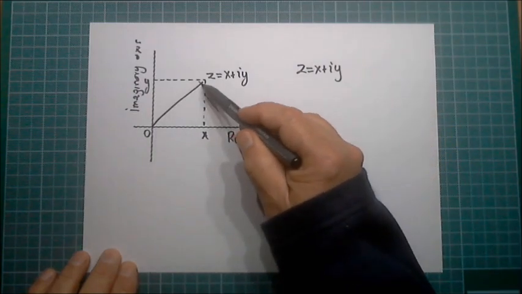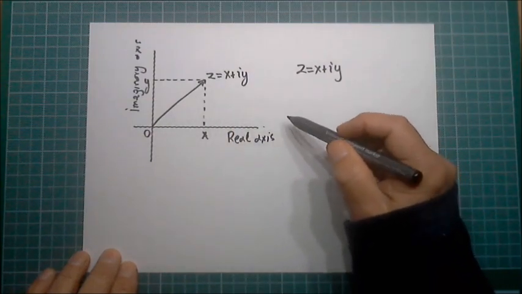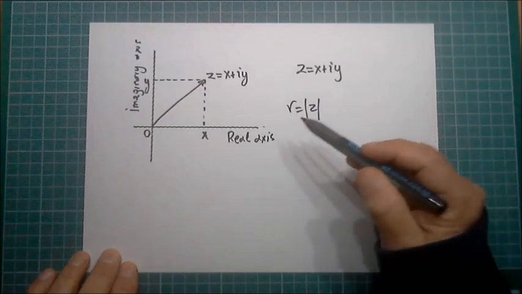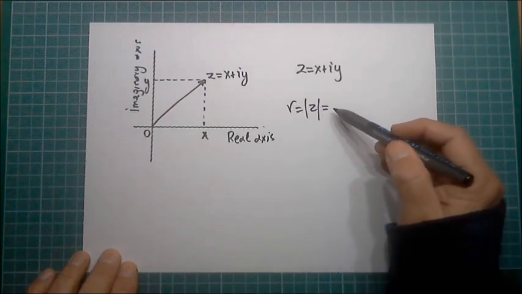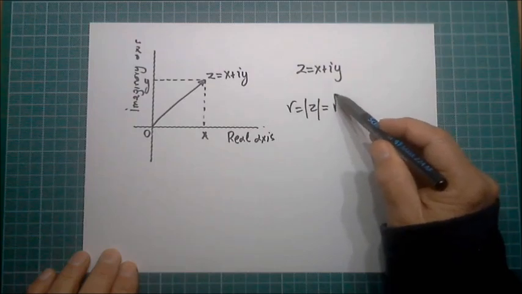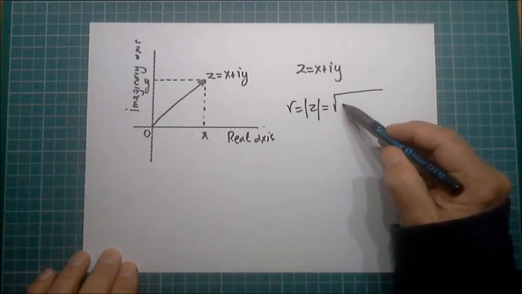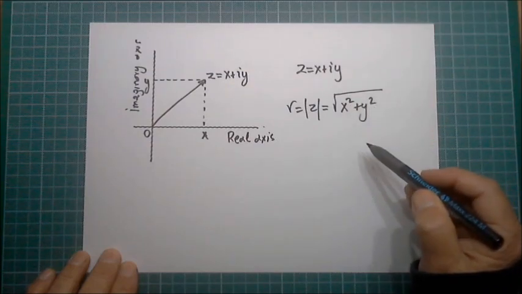The distance from the origin to z, which is denoted by r or absolute value of z, is the modulus of this complex number. So it is evaluated by the formula r equals absolute value of z equals the square root of x squared plus y squared.